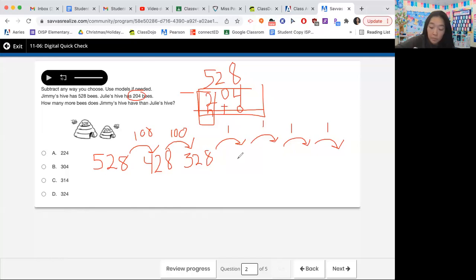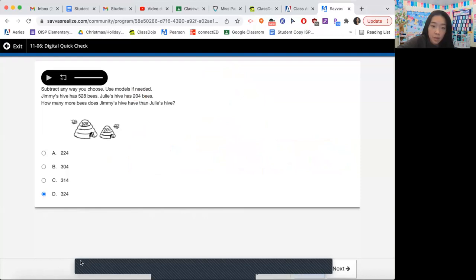So what is 328 minus 1? 327. What is 327 minus 1? 326. What's 326 minus 1? 325. And then what is 325 minus 1? 324. What is your answer? A, B, C, or D? D. Very good. I'm going to give you guys 1 minute to get that done. Okay, next one.